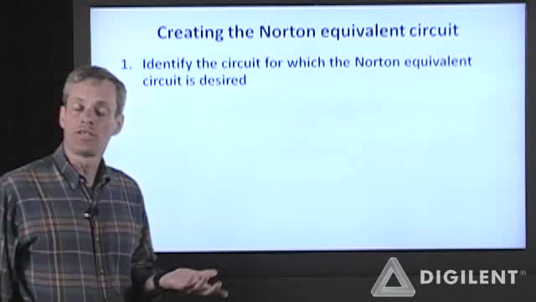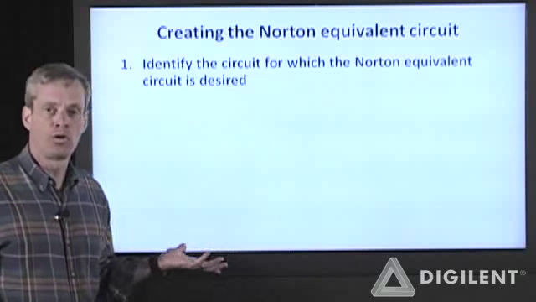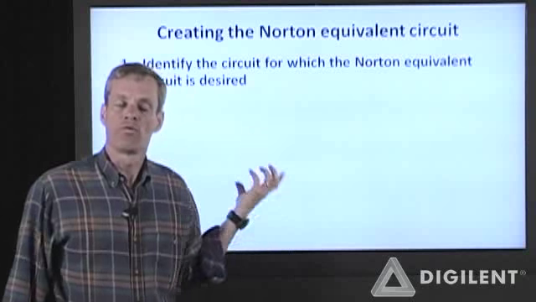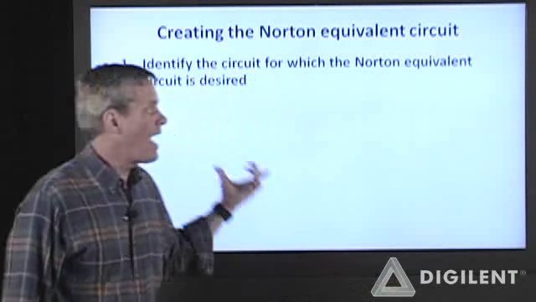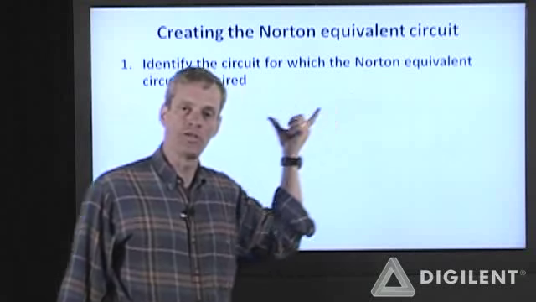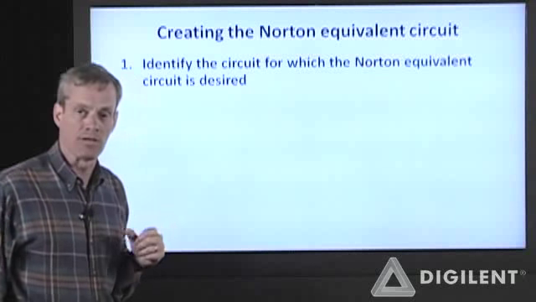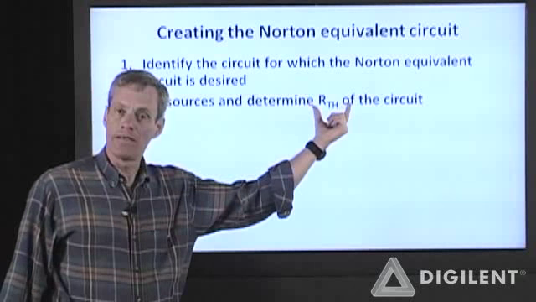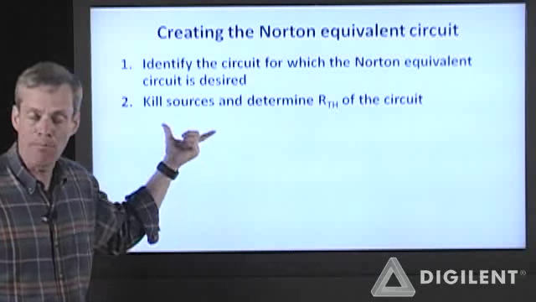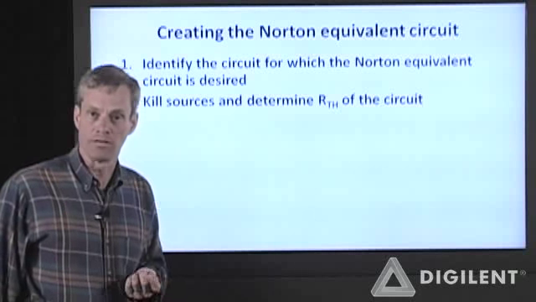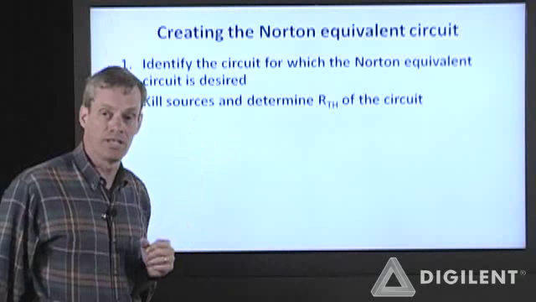First, regardless of whether you're creating a Thevenin equivalent or a Norton equivalent, you have to decide what your load is, remove the load, and retain the rest of the circuit. That's the circuit for which you're determining the Norton equivalent circuit. Typically, next, I will evaluate the Thevenin resistance. This step is also the same regardless of whether you're doing a Norton or a Thevenin equivalent. Okay, it's the same thing we did before.